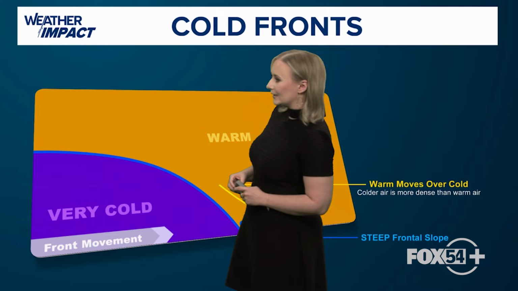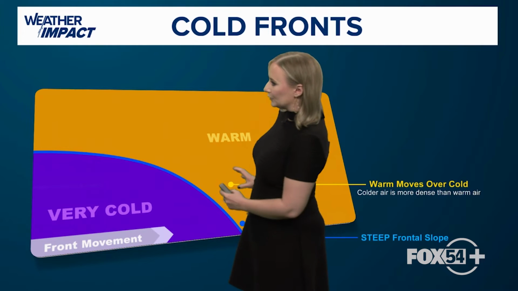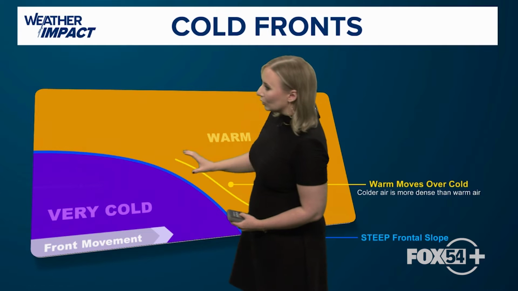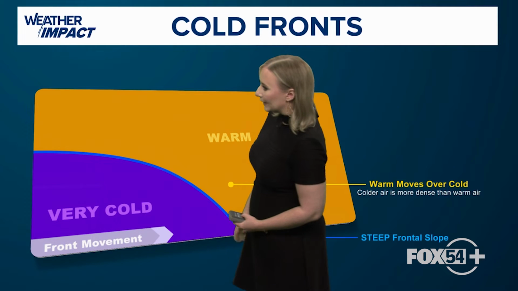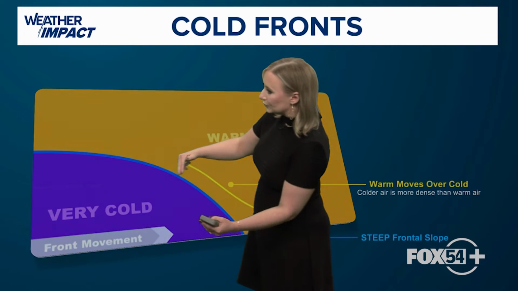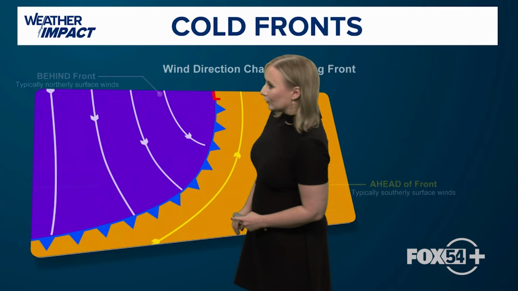So what exactly is a cold front? A cold front is when we have warm air that moves over the colder air. The colder air is more dense than the warm air, and that's where we get that steep frontal slope. So the cold front is going to move over that warm air.